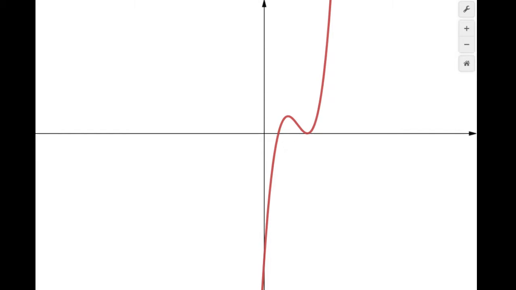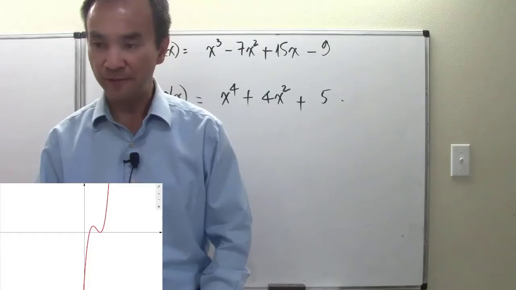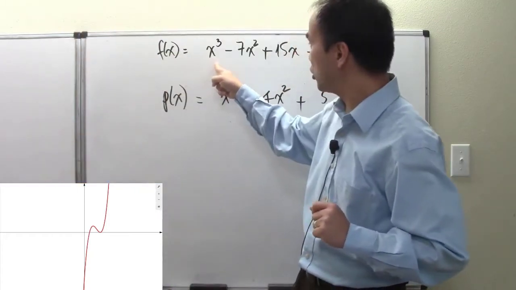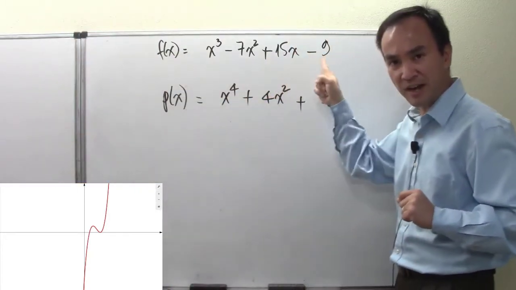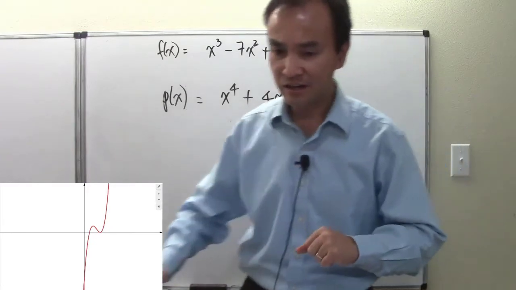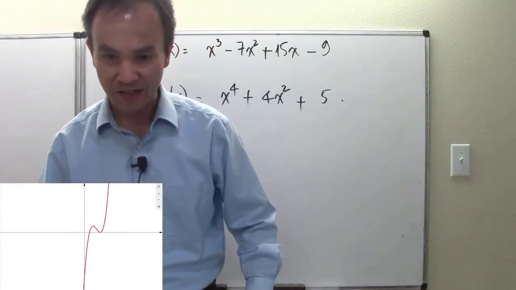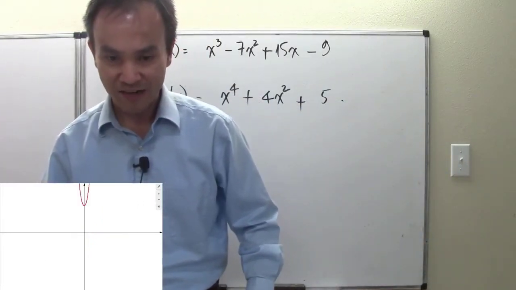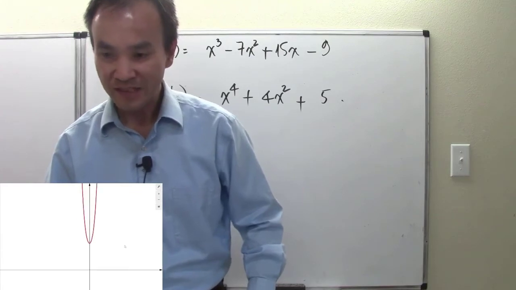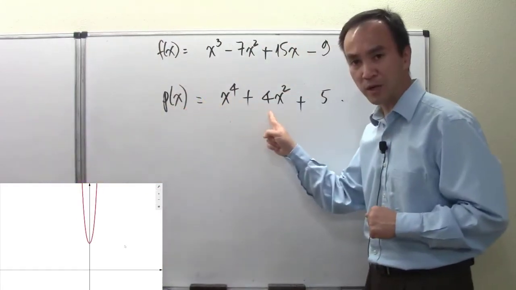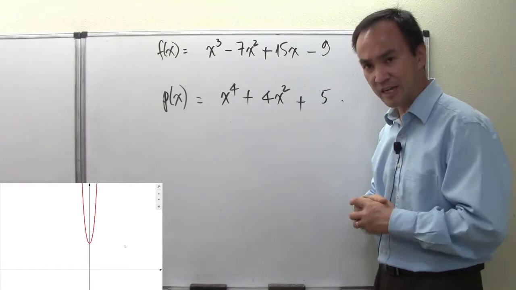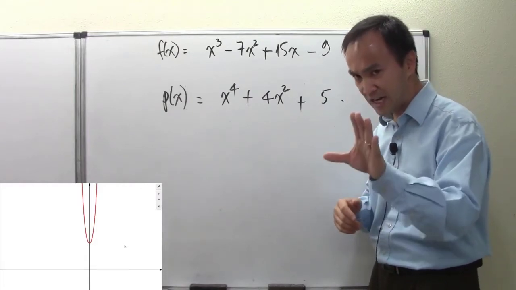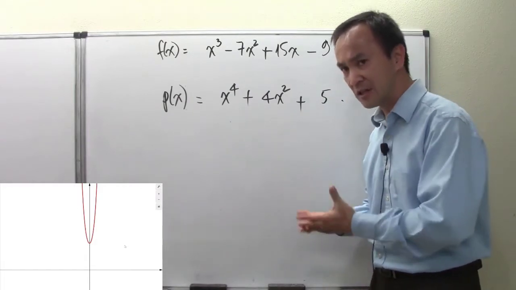This is the graph for the x cubed minus 7x squared plus 15x minus 9. And then now I'm going to hide this graph away, and the graph for the x to the 4th plus 4x squared plus 5 is now currently seen. So this graph here is another graph of another polynomial.